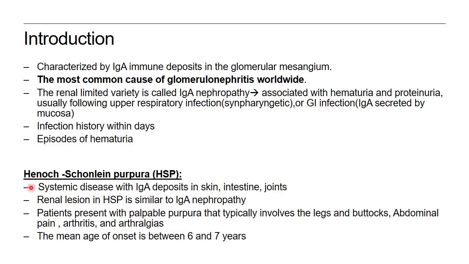It's only when it becomes systemic that we call it Henoch-Schönlein purpura. The patients can present with palpable purpura, which typically involve the legs and the buttocks, and sometimes they can show you some pictures with that typical rash. The mean age of onset is between 6 to 7 years of age, so this is pretty much a very young person's disease.